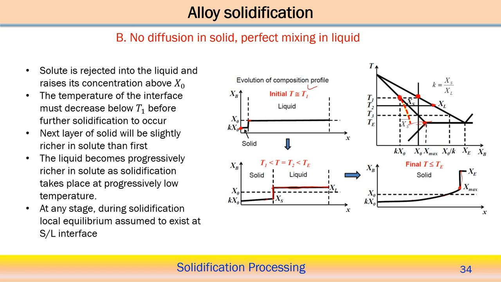So, the solidification will terminate, or form some kind of eutectic composition at the value Xe. Here you can see that the vertical line indicates that equilibrium is maintained, that the local equilibrium at the solid-liquid interface is maintained.